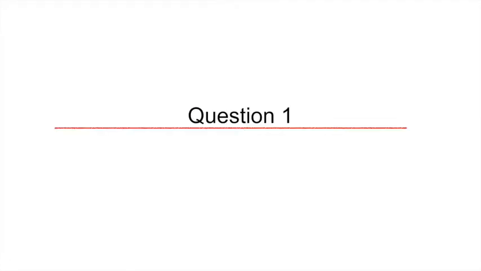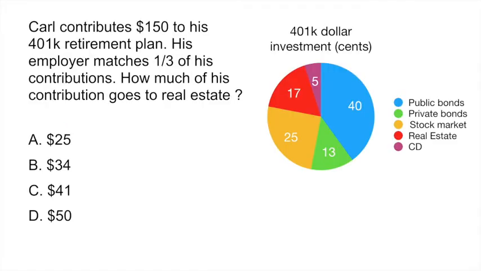So the first question in today's test requires you to know a little bit about how to read circle graphs and also how to calculate percentages. The question reads, Carl contributes $150 to his 401k retirement plan. His employer matches one-third of his contributions. How much of his contribution goes to real estate?